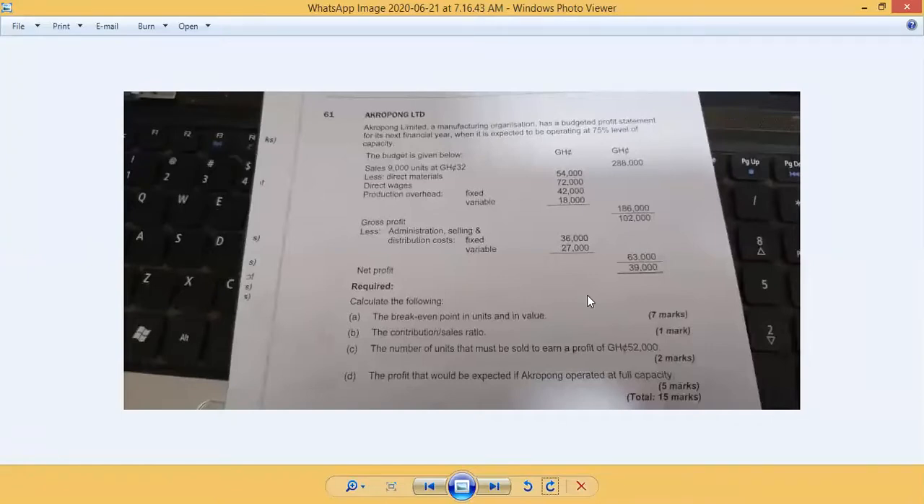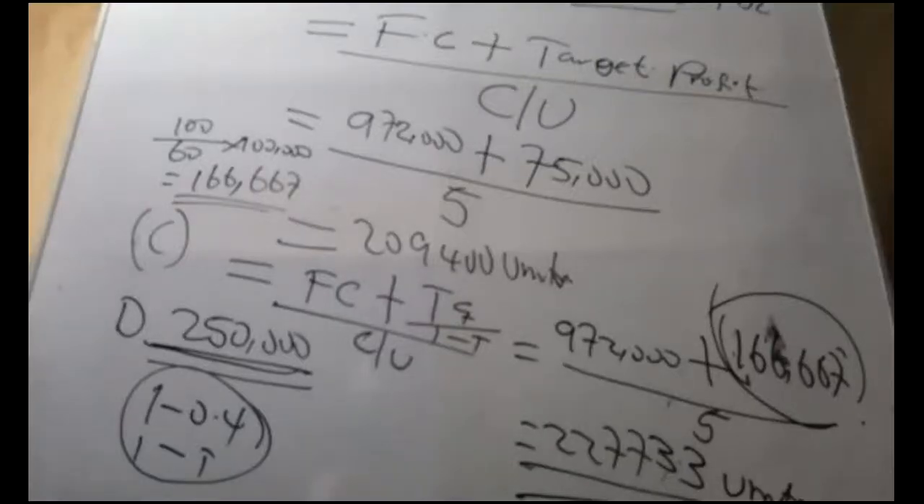So first, let's go to the board and start our formula. Break-even units. What formula are you going to use? Okay, break-even. So let's go to the board.